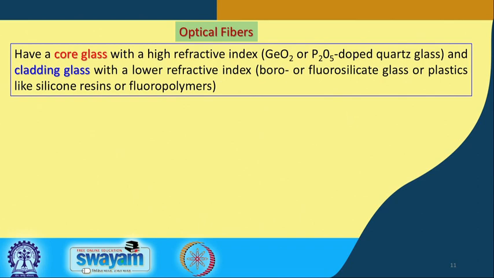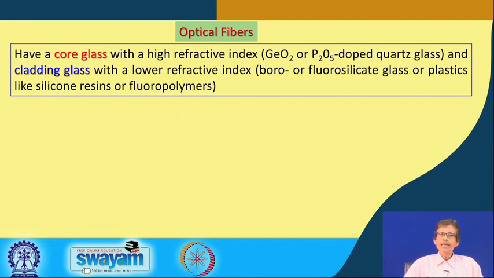So, what is that optical fiber, why is it specially named and specially designed? It can have a core glass structure. The core of this material, the fiber, can have a good core, and this core is basically made up of glass with a high refractive index, that means germanium dioxide or phosphorus pentoxide doped quartz glass. It is a special variety of glass. We may not get it naturally from the market.